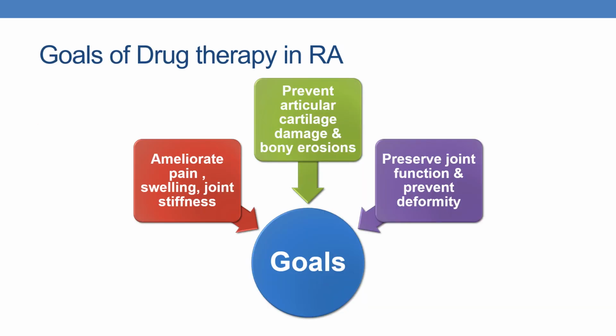Coming to the goals of drug therapy in rheumatoid arthritis, the primary goals are to ameliorate the pain, that is reduce the pain, swelling and joint stiffness, to prevent articular cartilage damage and bony erosions, and to preserve the joint function and prevent deformity. These are the primary goals of drug therapy in rheumatoid arthritis.